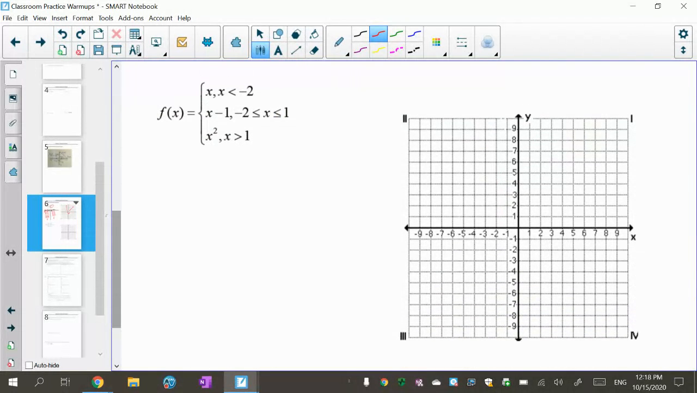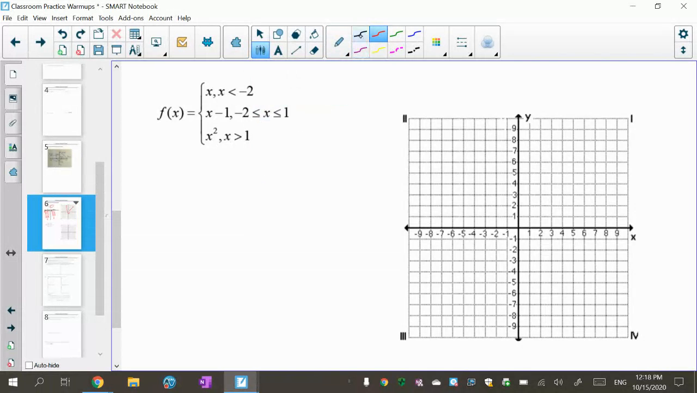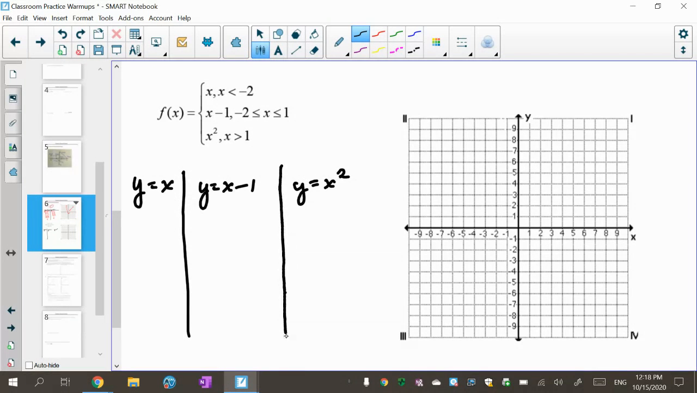Okay, let's try another one that we're graphing. This one has 3 pieces. So I'm going to start out with a dark color first. So I have top down, left to right. I have y equals x as the first piece, y equals x minus 1 as the middle piece, and y equals x squared as the third piece. I'm going to set this all up, and we're going to put some points there.